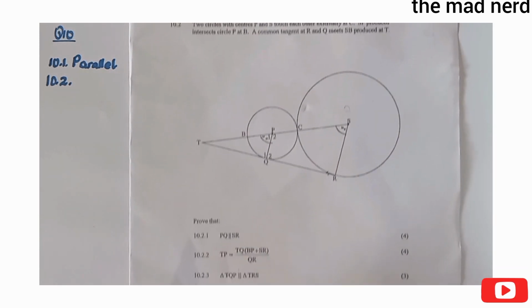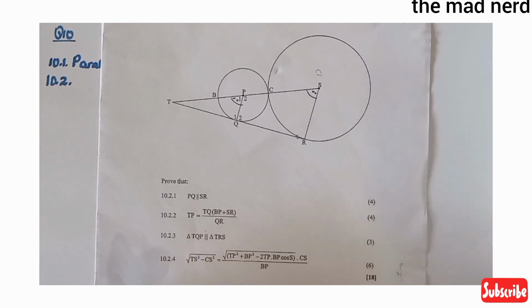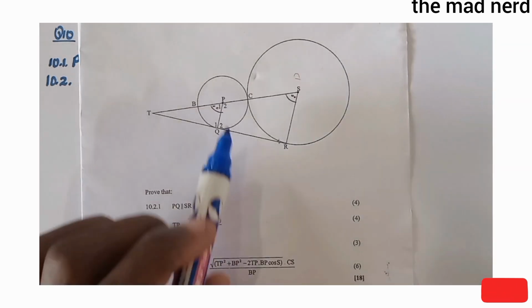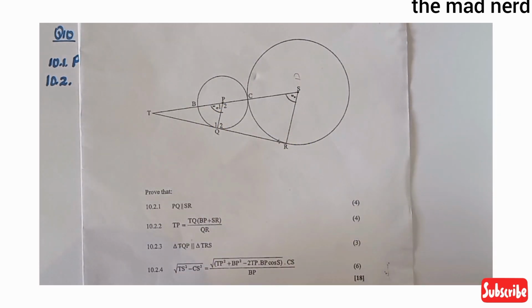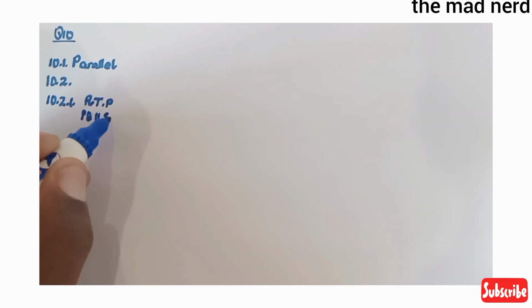Now let's look at 10.2.1. It says that we are required to prove that PQ is parallel to SR. So here is PQ, and here is the line SR. As you can see, they look parallel to each other, but we need to prove that they are definitely parallel to each other. So first things first, let me write 10.2.1. We are required to prove that PQ is parallel to SR.